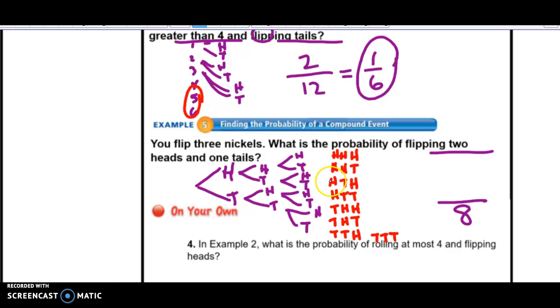But that gives us our 2, 4, 6, 8 different outcomes. So which ones of those are 2 heads and 1 tails? Here's heads, heads, tails. Here's 2 heads and 1 tails. Here's 2 heads and 1 tails. And that's all we've got, right? So 3 of our outcomes out of the 8 total were 2 heads and 1 tails.